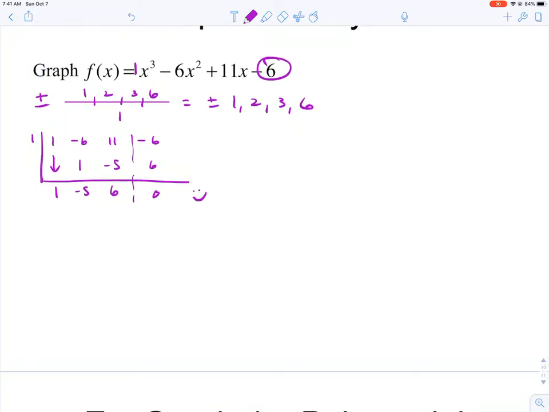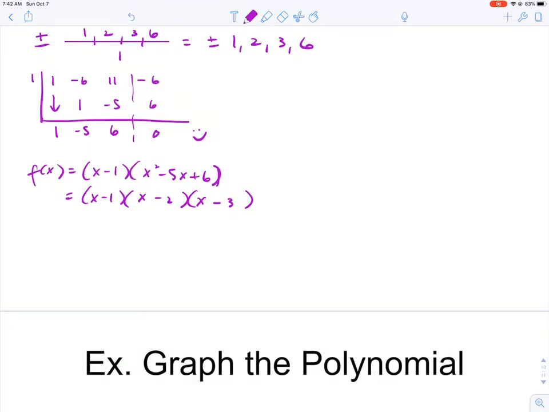Okay, so x minus 1 will be a factor. And then x minus 1 times a quadratic, so we will be able to use guess and check to factor the rest of f. x minus 2, x minus 3. So we have factored f completely over the real numbers.